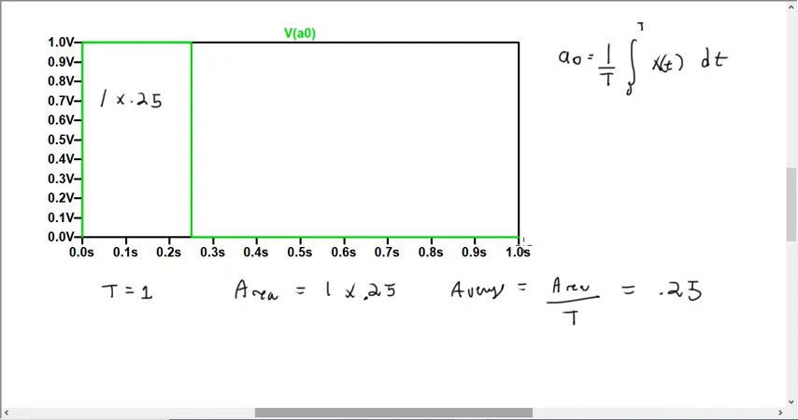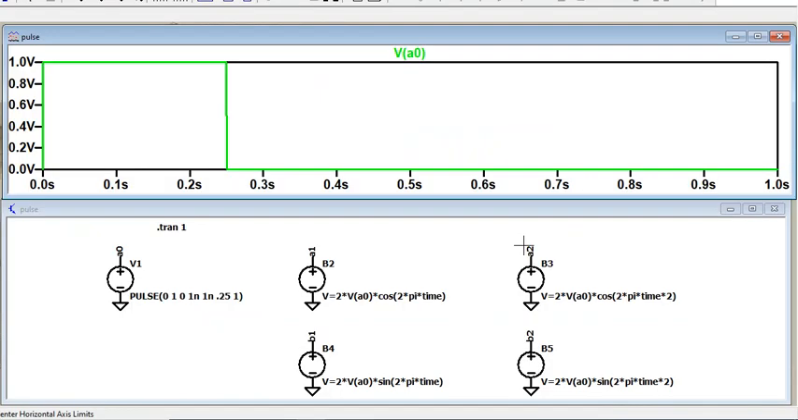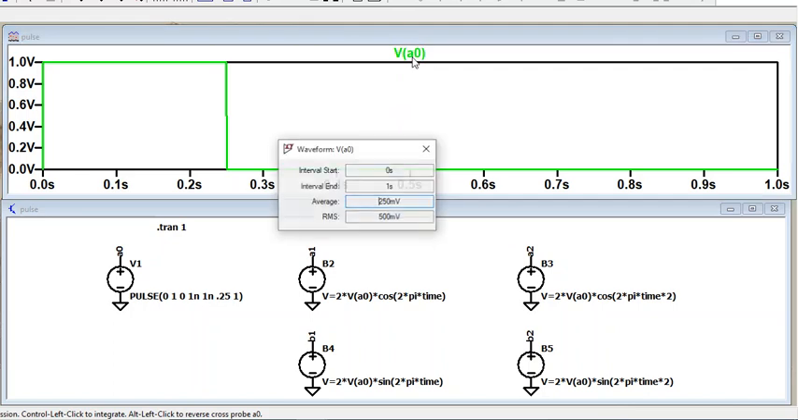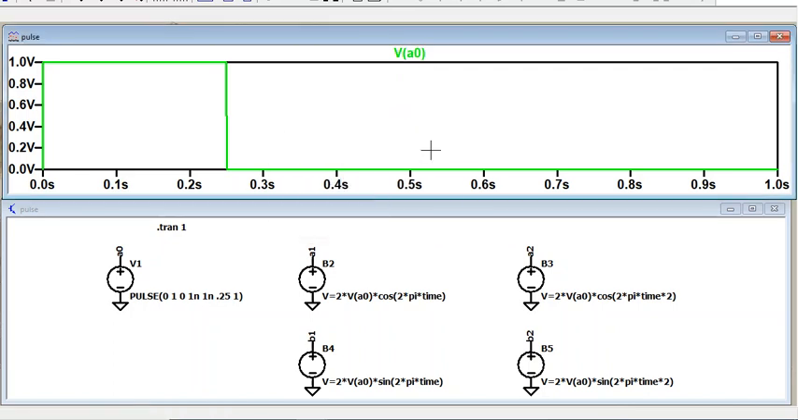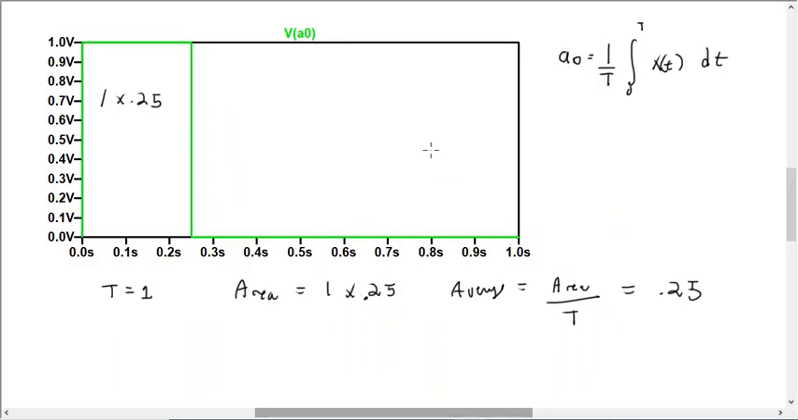So if we go over to LTspice and plot this out, if I control-left-click on V(a0), I get 250 millivolts. So that works.